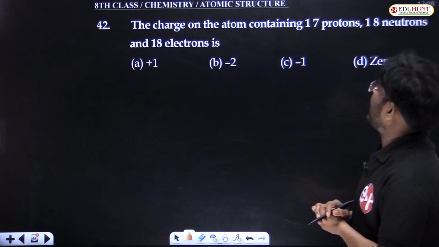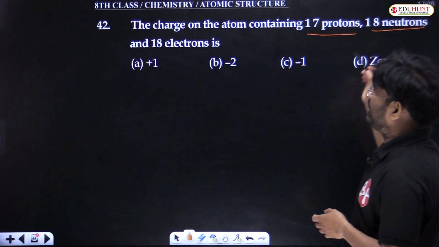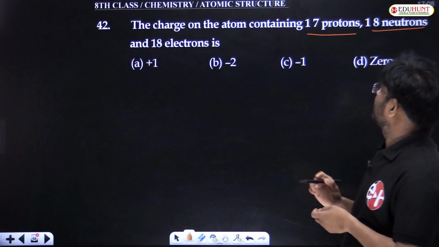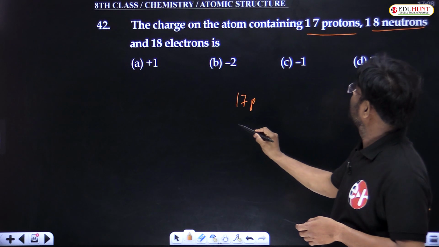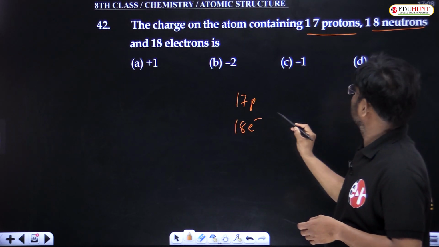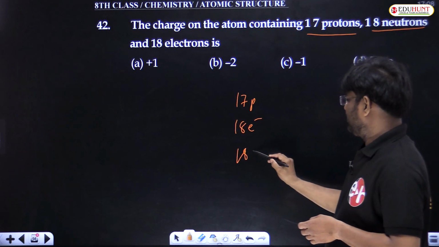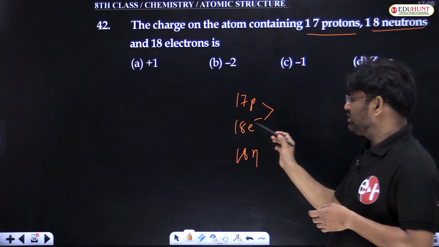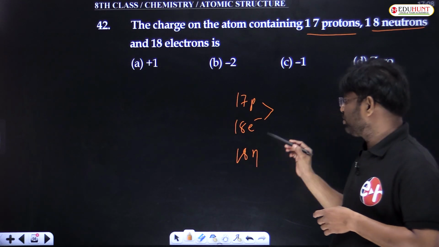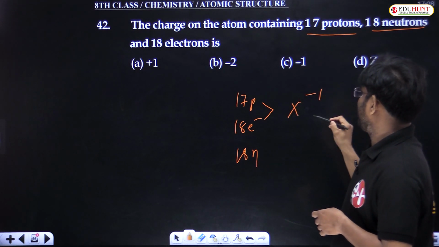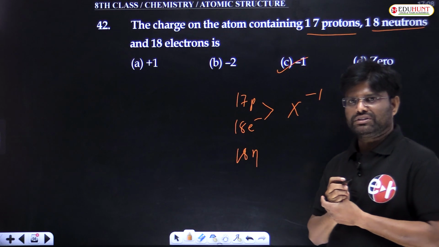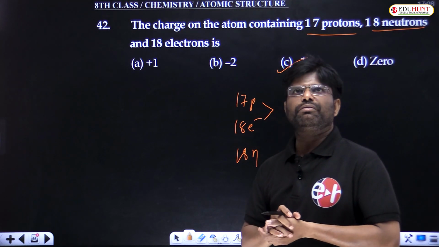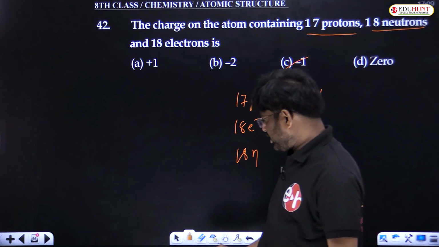The charge on the atom containing 17 protons, 18 neutrons and 18 electrons is asked. The difference between protons and electrons is 1. Electrons are more, so the charge is minus 1. So the option is C. This is question number 42. Let's go to the next question.